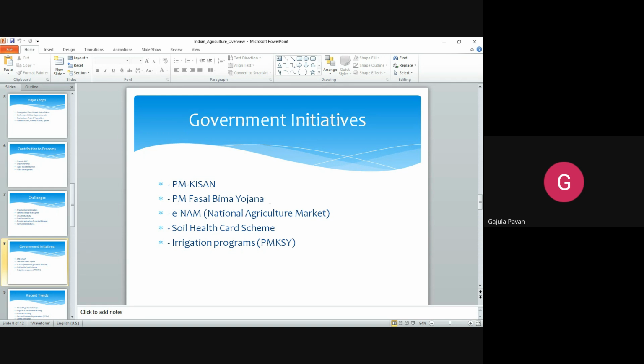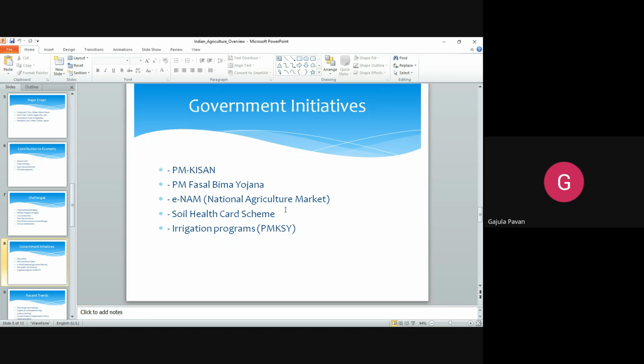Every year the government is introducing so many initiatives, attracting and encouraging agriculture in rural areas, especially in our economy. Then the irrigation program, that is PMKSY. This is another important initiative. These are some important initiatives the present government is undertaking for the development and promotion of the agriculture sector in our economy.